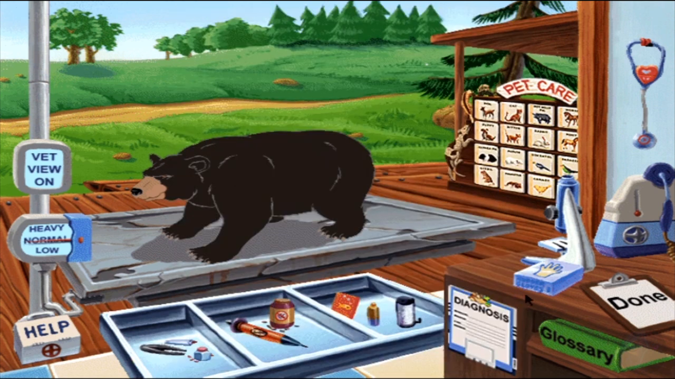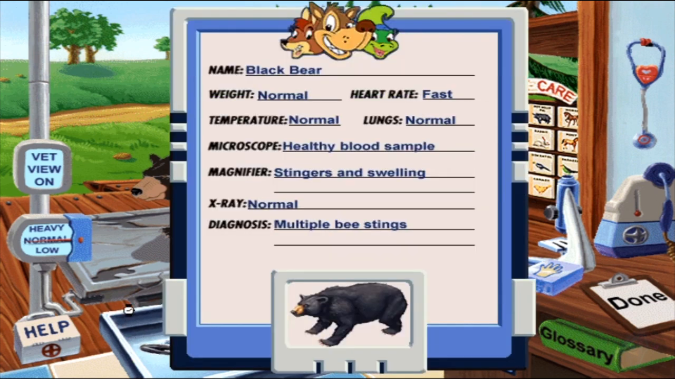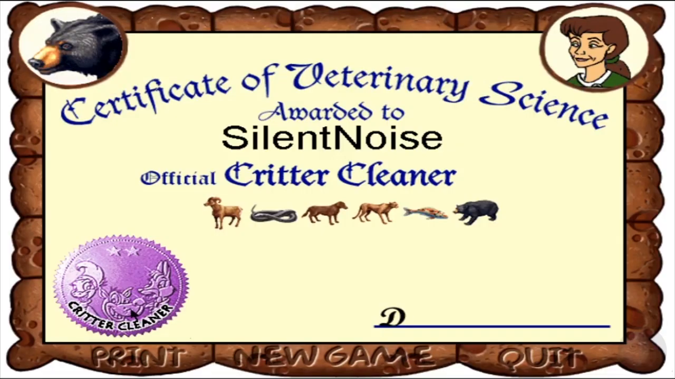Now that we know what the problem is, I will set up 3 trays full of different treatments. You need to pick the tray that contains the proper treatment for the animal. Antihistamines, topical swelling solution, tweezers. You did it! Removing the stingers really helped. Antihistamines will help reduce the bear's reaction to the bee stings, and the topical solution will reduce the swelling. The swollen face and stingers made it rather obvious that the bear had been stung by bees. Great job picking the treatments! Congratulations! You really earned this certificate.